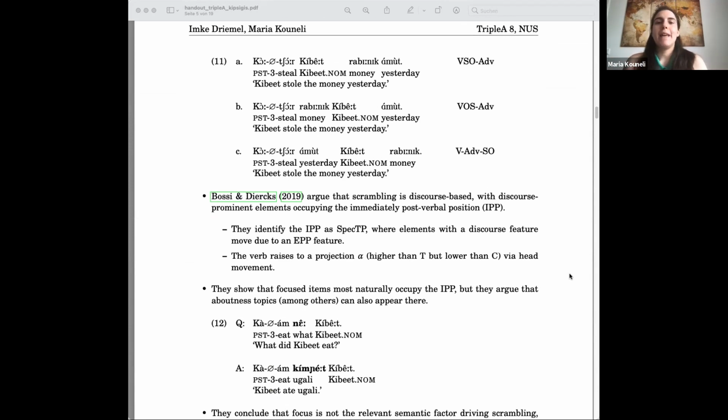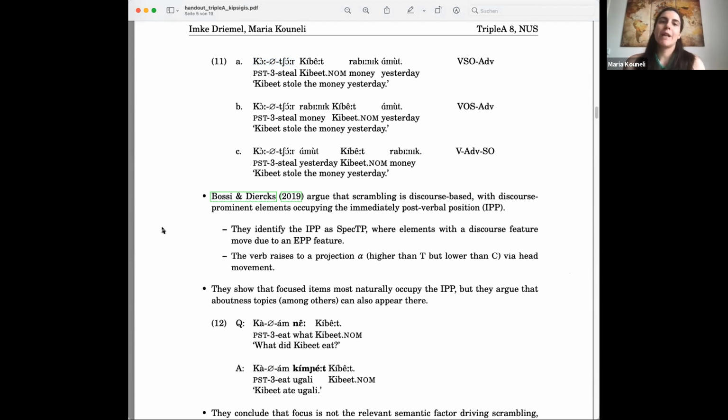So what you see in 11 is that if we have a sentence like "Kibet stole the money yesterday," where we have a subject, an object, and an adverb, as long as the verb is in the initial position, the relative order of the post-verbal elements is somewhat free. Okay. And Bossi and Dirks argue that scrambling is discourse-based in the language, and they argue that discourse-prominent elements occupy the immediately post-verbal position.